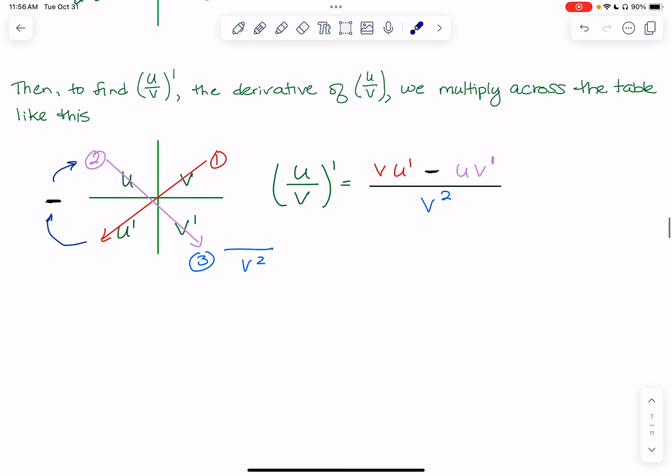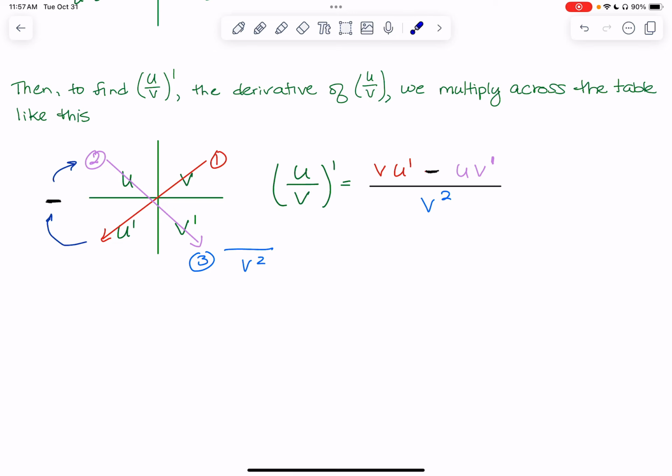This time, to find my derivative of u over v, or of that quotient, we multiply across the table again, and we say v u prime. That's right here. This time I'm subtracting. This is largely because I have this line right here. So I'm subtracting, and I'm going to say v u, or u v prime, right here, all divided by, I have one more step, v squared.